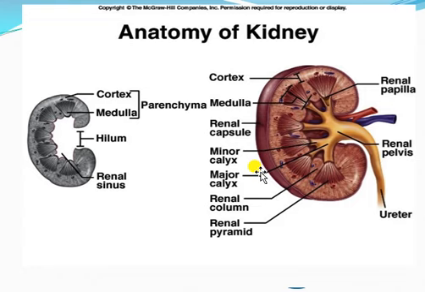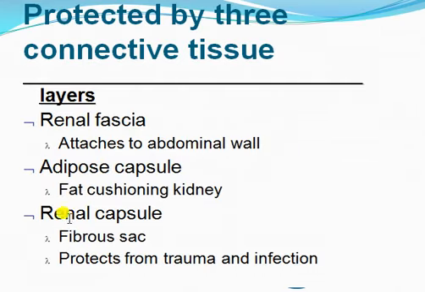The renal fascia and the adipose capsule do not come under the structure of the kidney. The renal capsule is part of the structure, but the renal fascia and adipose capsule are outer layers only.